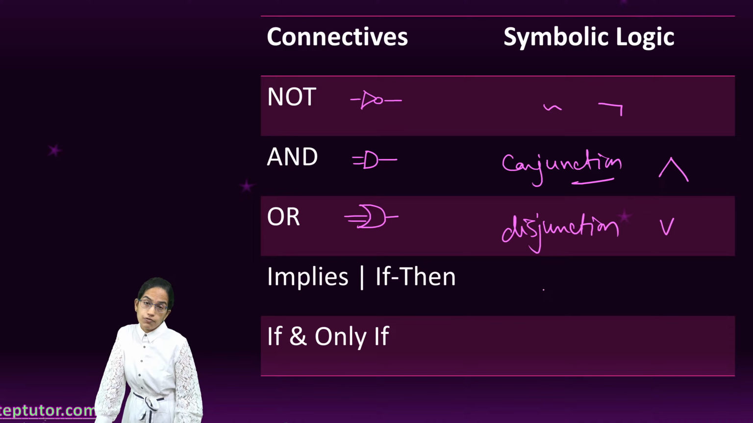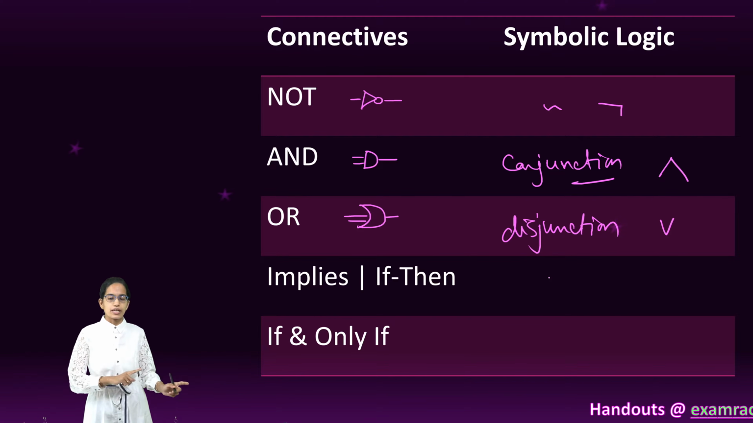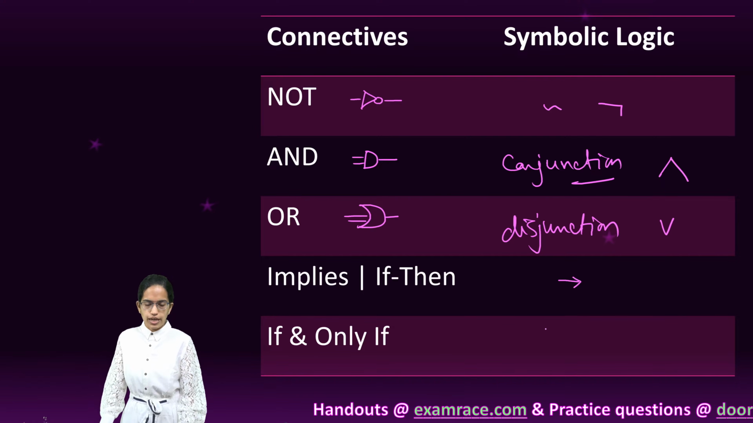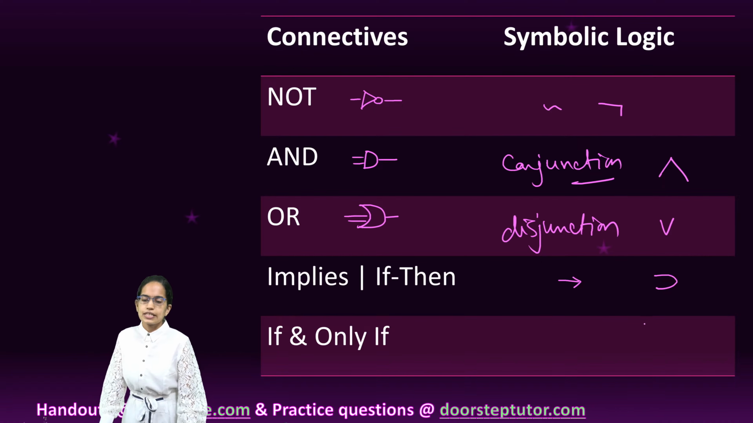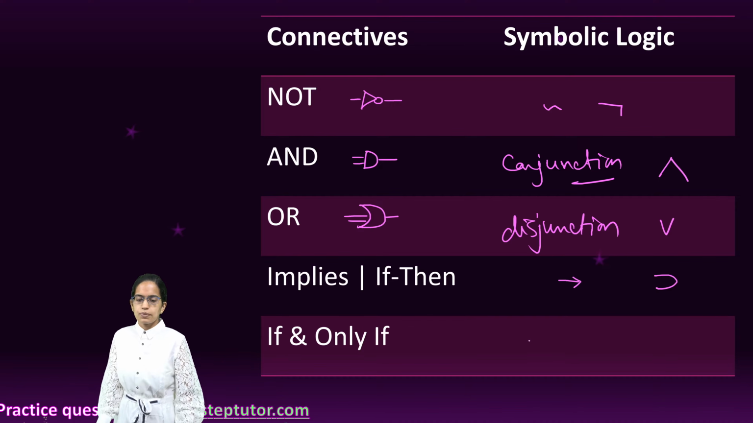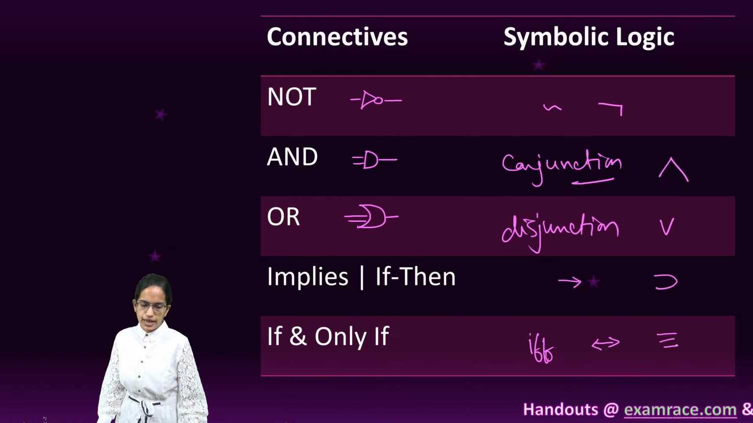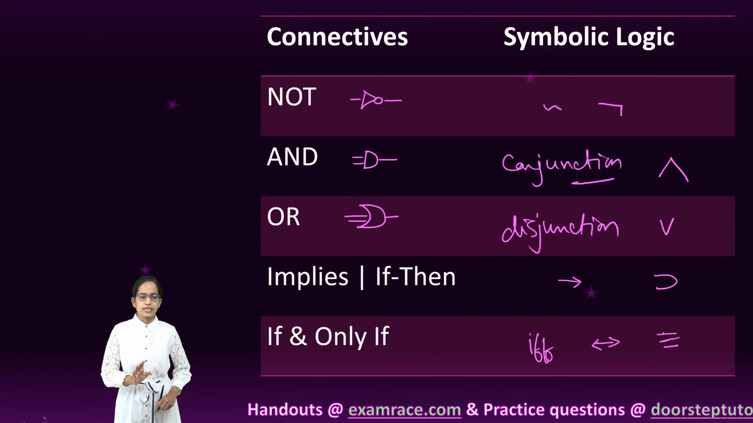Then we have if then. If then means if rain then cloud, if cloud then rain. Now this means implies. So either I can use this sign for imply or a horseshoe shape sign which indicates an if then relation. If and only if is represented by IFF as one of the ways, or it is represented by a double-sided arrow or a triple line of equivalence. So all of those are the symbols that we use.